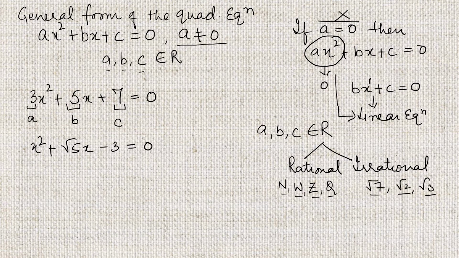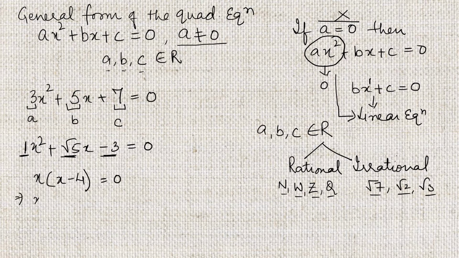Here, what is the coefficient of x square? 1. So the value of a is 1. What is b? Root 5. What is c? Minus 3. Take one more example, x into x minus 4 equal to 0. Is this a quadratic equation? Let's solve it and see.